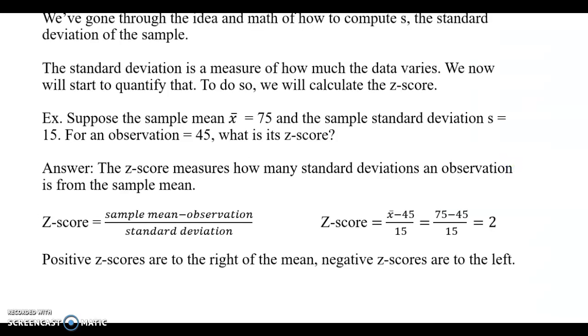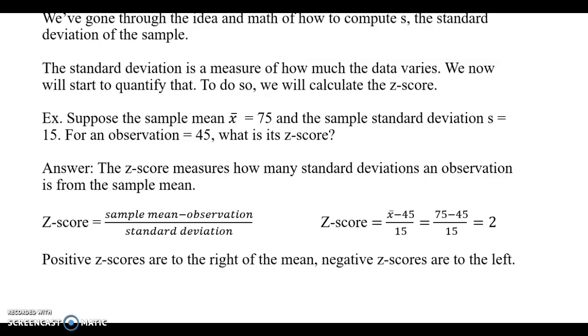What are z-scores? Well, we've gone through the idea and the math of how to compute the standard deviation of the sample. We call it S. So it measures how much the data varies. We want to quantify that a little better instead of just saying something like that. So we're going to calculate something called the z-score. The best way I can think to do it with you is to actually go through an example.